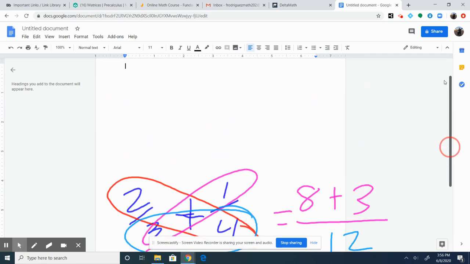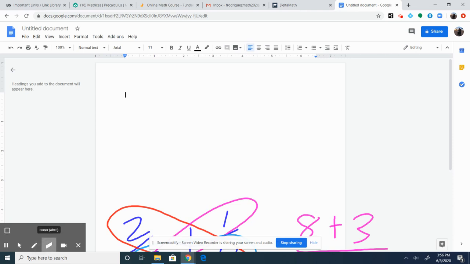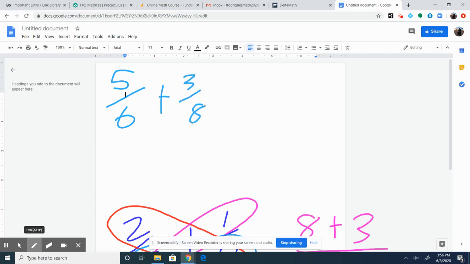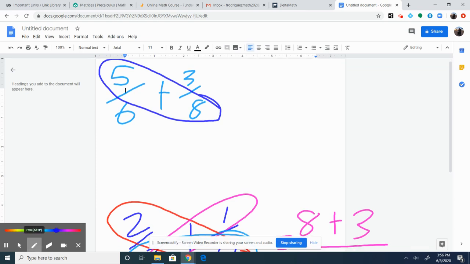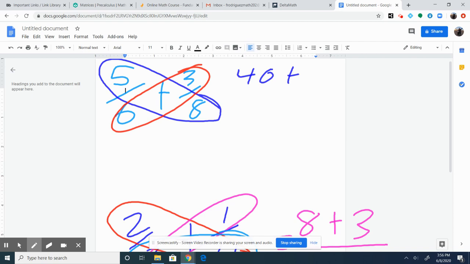So now let's go ahead and do another example of those. Let's do 5 over 6 plus 3 over 8. Now same thing, what we're going to do is we're going to take 8 times 5, which is 40. And then we're going to add to that 6 times 3, which would give us 18.